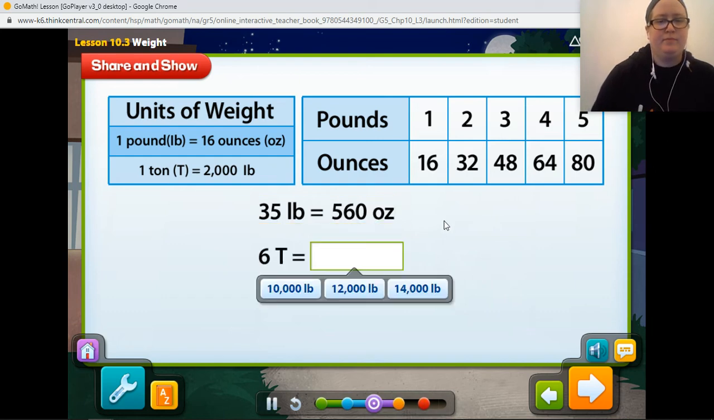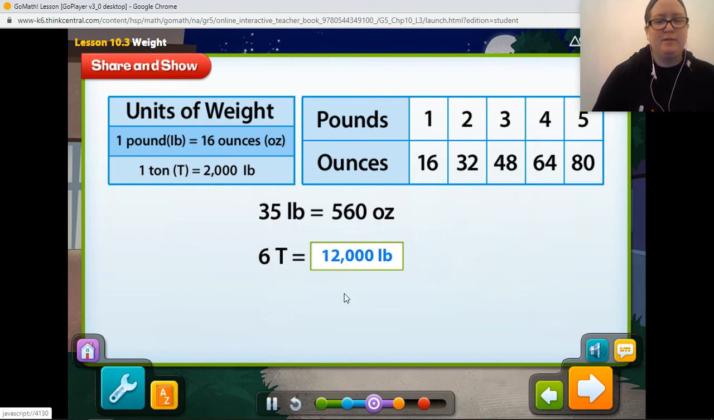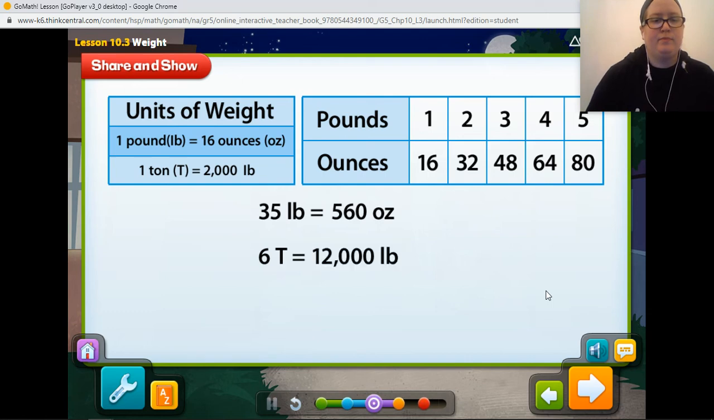How about a different unit of measurement? If there are 2,000 pounds in a ton, how many pounds are in 6 tons? Well, 1 ton equals 2,000 pounds. So you're going to do 6 times 2,000, and 6 times 2 is 12. Add 1,000. Correct. You can make the conversion of tons to pounds by multiplying the number of tons by 2,000.